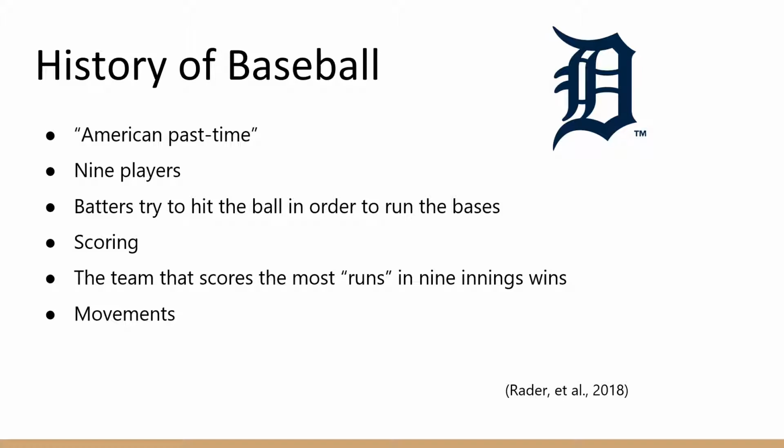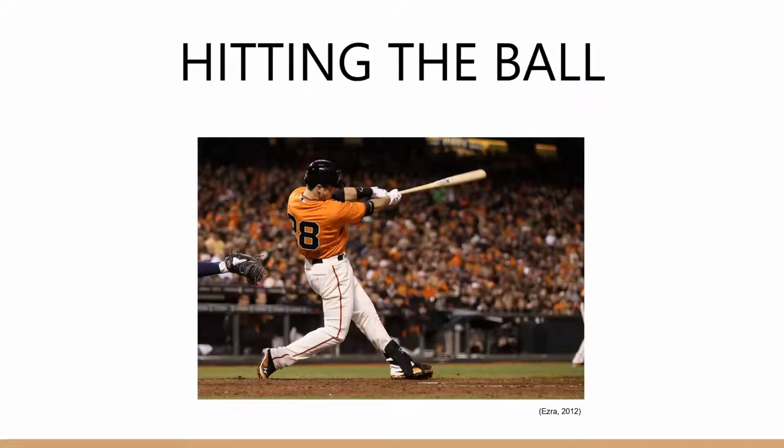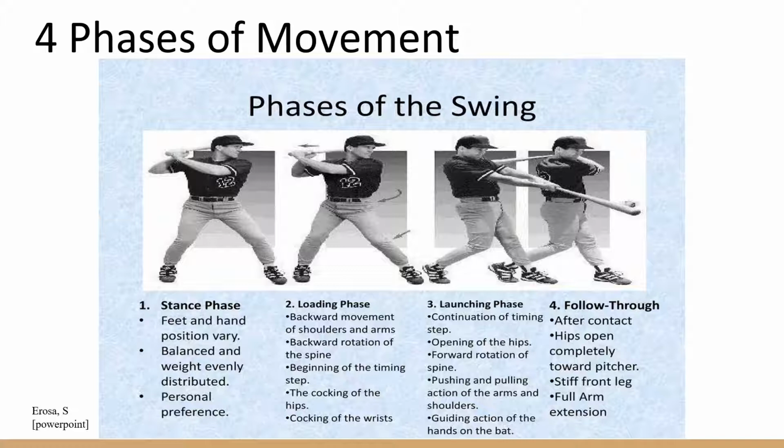Movements include throwing, hitting, running, sliding, and pitching. For this presentation, we'll be focusing on the movement of hitting the ball. A baseball player undergoes 4 stages of motion throughout the process of hitting the baseball. The first stage is called the stance phase, where the player balances his or her weight between their 2 feet.